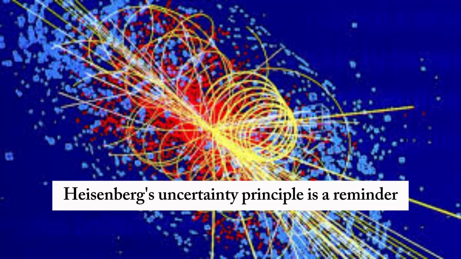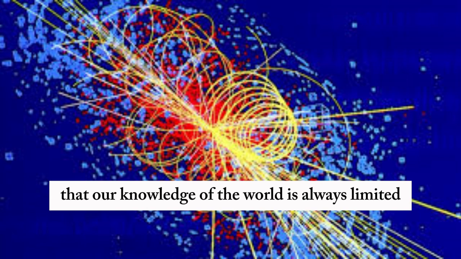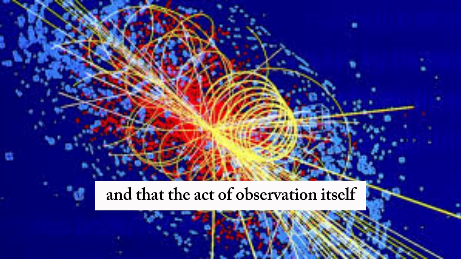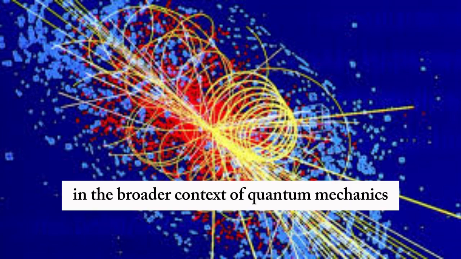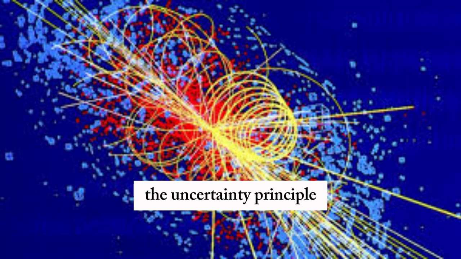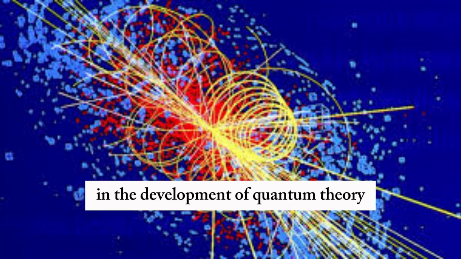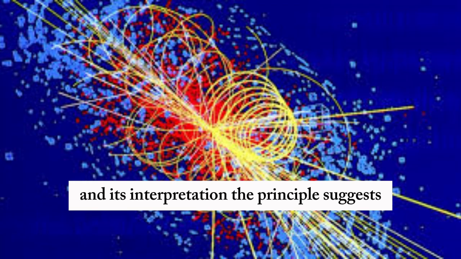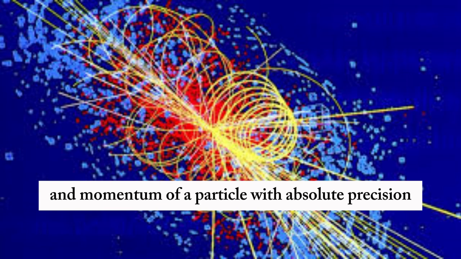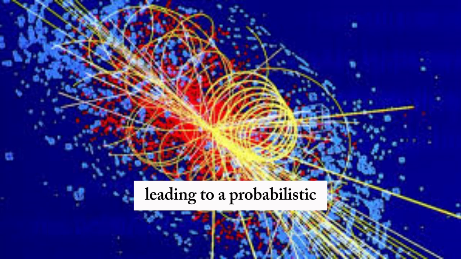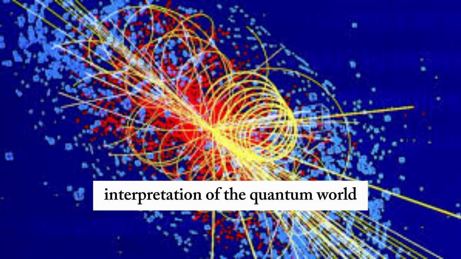In this sense, Heisenberg's uncertainty principle is a reminder that our knowledge of the world is always limited, and that the act of observation itself plays a crucial role in shaping the reality we observe. In the broader context of quantum mechanics, the uncertainty principle also played a key role in the development of quantum theory and its interpretation. The principle suggests that we can never know both the position and momentum of a particle with absolute precision, leading to a probabilistic interpretation of the quantum world.